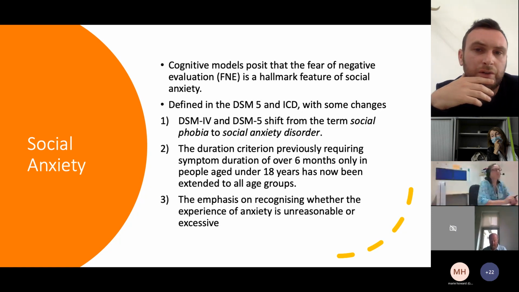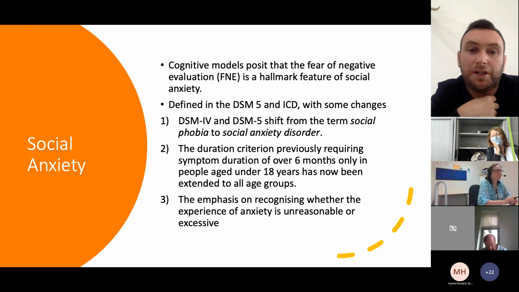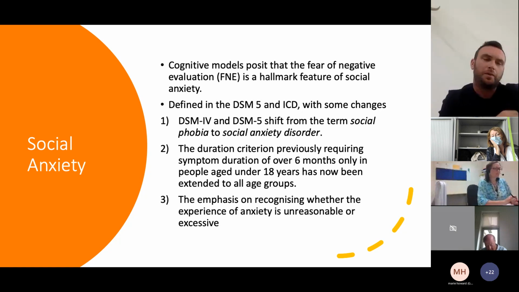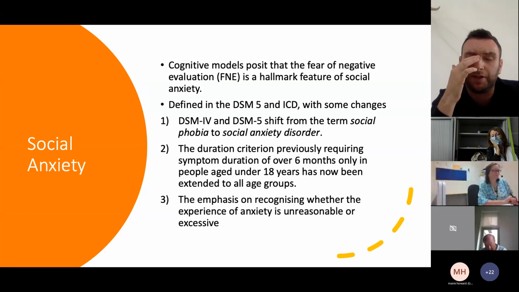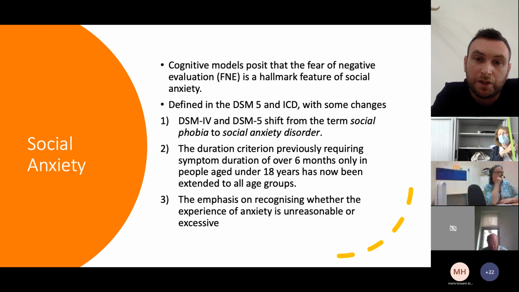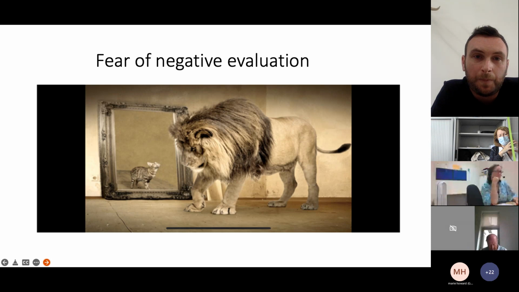They're also looking at the duration criteria, previously requiring symptom durations of over 6 months only in people aged under 16. However, this has been extended. So what I'm saying here is that it's now looking at a wider range of presentations, and not just the over 18-year-olds. The emphasis is on recognizing whether the experience of anxiety is unreasonable or excessive. A lot of this is to do with trying to understand the person's presenting problem and where they find that they're very, very anxious.